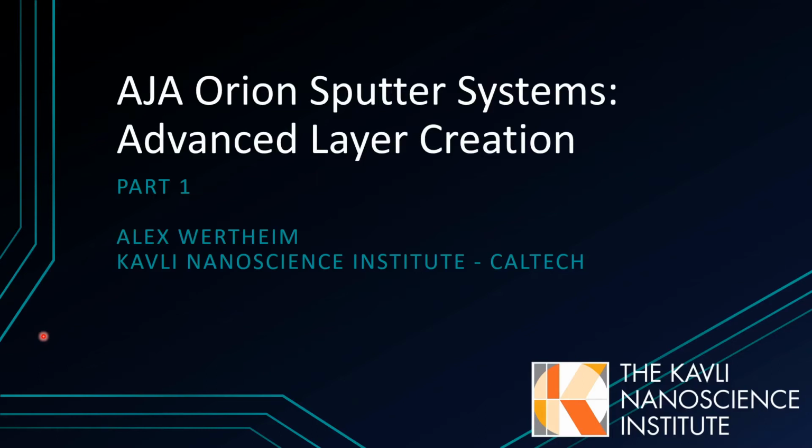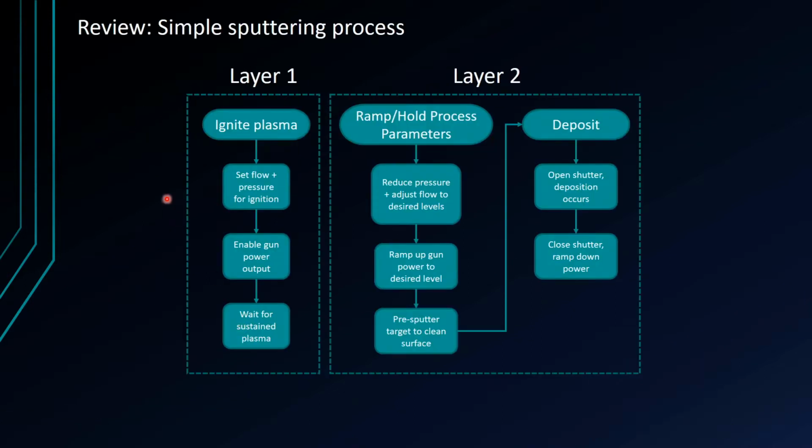In this presentation, I'm going to go over some of the more advanced things that you can do with our AJA Orion sputter systems in terms of layer and process creation. First, let's just review what would be the simplest sputtering process that you could come up with. That would be a single gun being used to deposit a single film without any changing conditions during the deposition or any additional layers with different conditions.